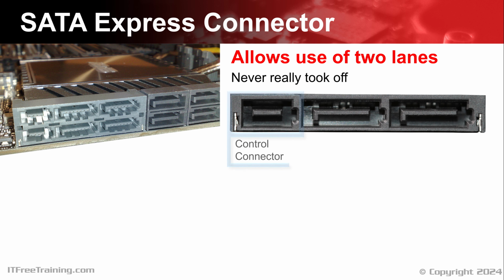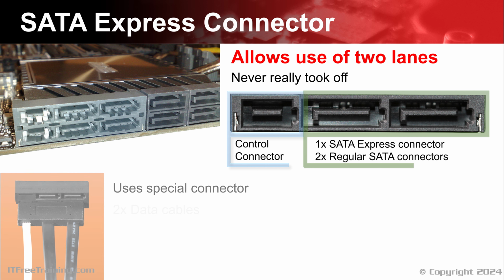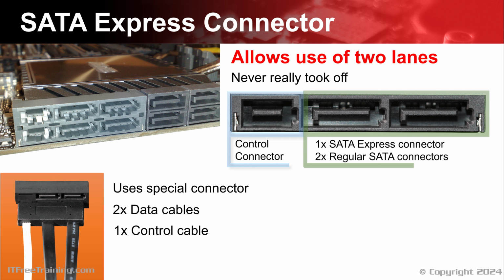The left part is an extra connector for control signals. Since PCI Express is being used to transfer data, some extra wires are needed to transfer the PCI Express control information. To the right of this are two SATA connectors. When these two connectors are used together with the control connector, this is where SATA Express gets two lanes from. In order to use it, a special connector is required. You can see that it's divided up into one control cable and two data cables.